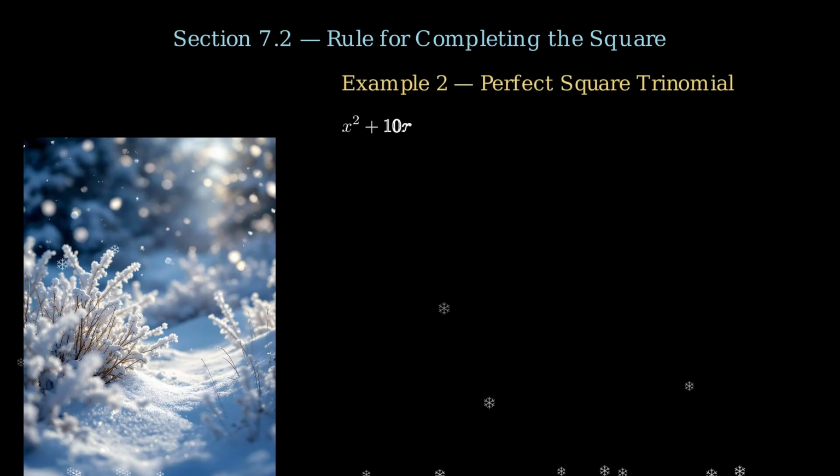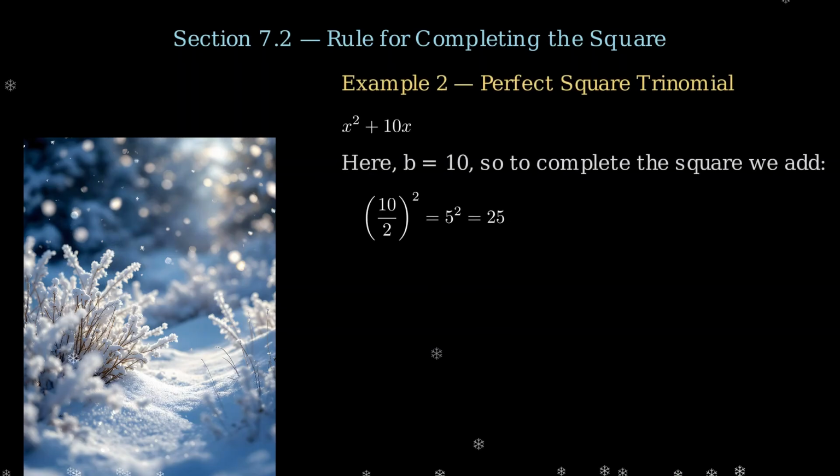Let's look at example 2. Form a perfect square trinomial from x squared plus 10x. Here, our coefficient b is equal to 10. So, to complete the square, we add 10 over 2 squared. 10 divided by 2 is 5, and 5 squared is 25. This gives us x squared plus 10x plus 25, which simplifies into the square of x plus 5.